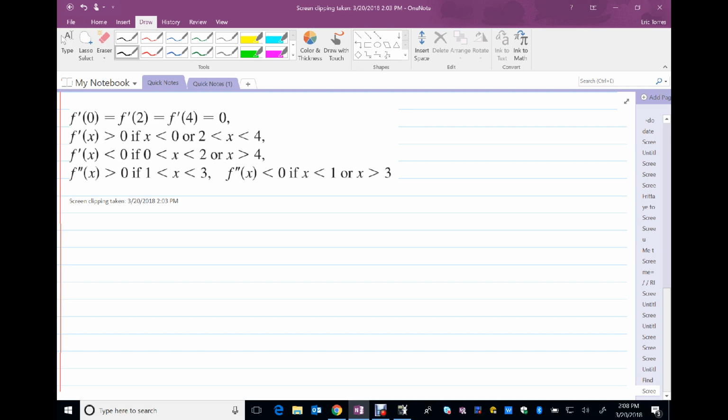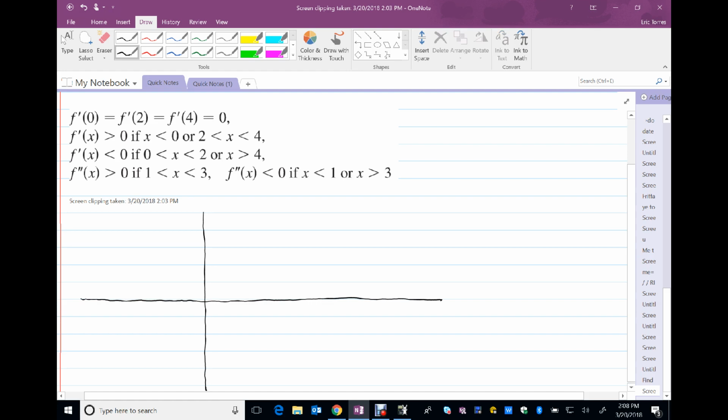So what I'm going to do is go ahead and make an x and y axis, and I need to be concerned with the x values 0, 2, and 4. Again, there are going to be many different graphs that are all possible. However, all of them must have the exact same characteristics that I am about to display. So x equals 2 and x equals 4 are important locations, and I'm just going to put a little dashed line there.